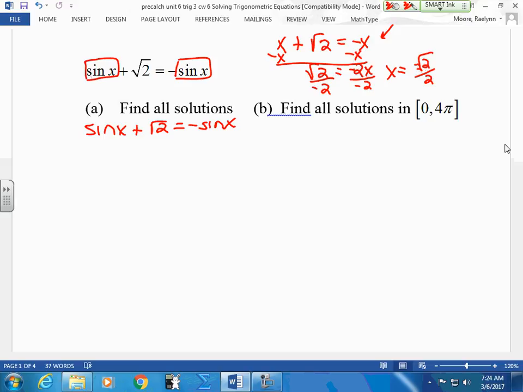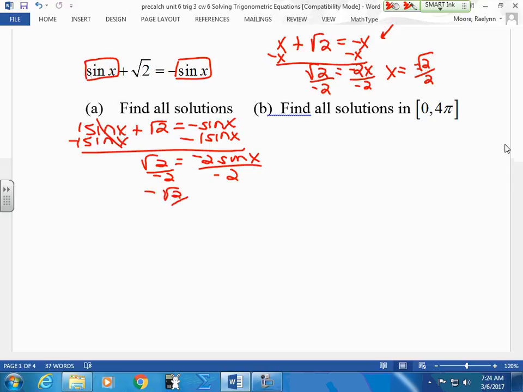So I'm going to get all my things over there. You cannot separate sine x. You can't get that x out of there. So I'm going to put a 1 here, if that's okay with you. I'm going to subtract 1 sine x from both sides. And just like you told me up there, let's divide by a -2. So now I solved my algebraic equation.